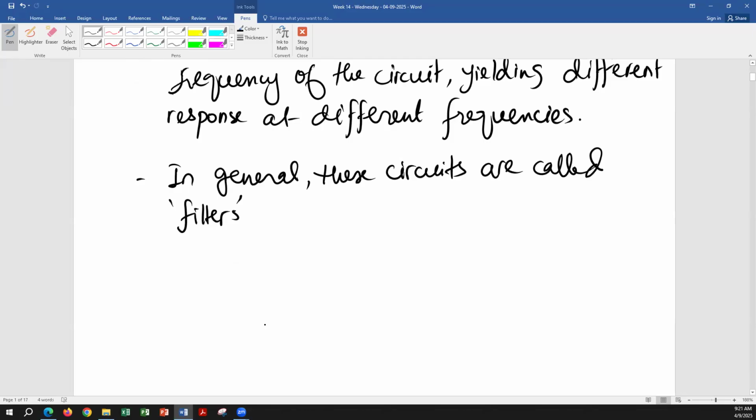So we're going to start with looking at the basic, what we call first order passive filters.